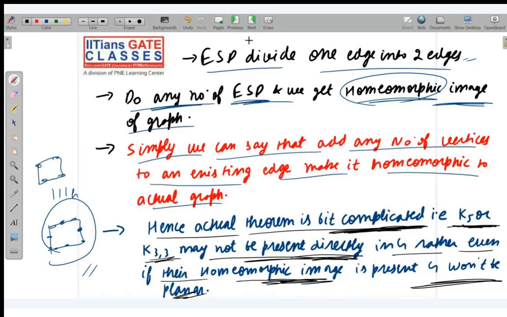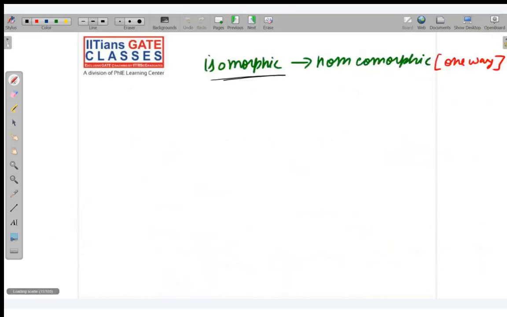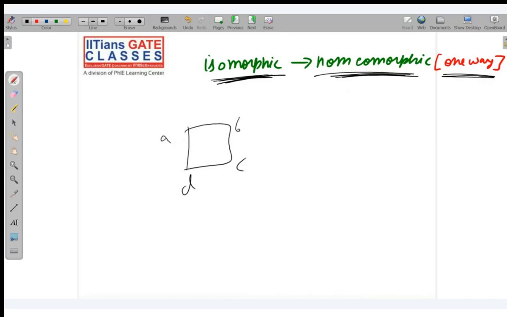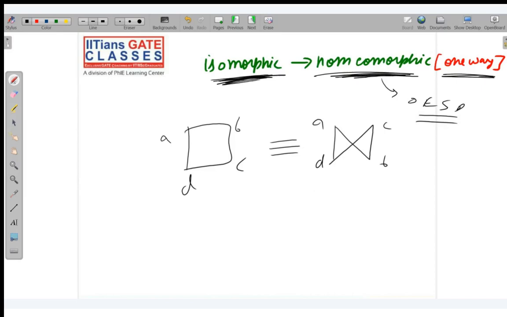So isomorphic implies homomorphic. That is a one-way theorem. If we have an isomorphic image, then obviously it will be homomorphic. That is very simple. See this, this is a graph given to us, say A, B, C, D. Now you can twist it, like this: A, D, C, B. So they are isomorphic and clearly they are homomorphic also, because here we have done zero elementary subdivisions. So if isomorphic, it is homomorphic, it is one way.